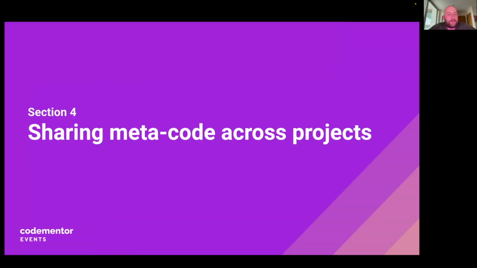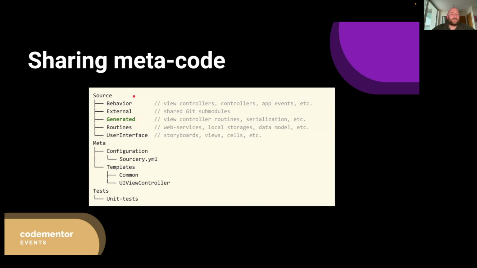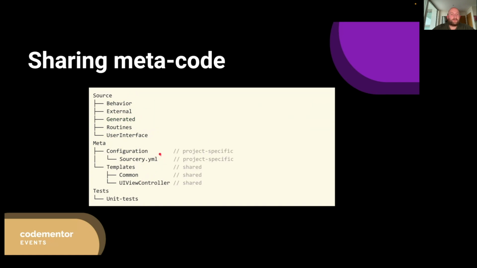And I guess the last piece of advice is about sharing this metacode across projects. This is the structure of the project that you just saw. So we have a source folder that has all the source, both handwritten and generated. And we have another folder with meta stuff. So we have Sorcery configuration, which is project specific. And we also have templates. And these templates, they can be shared. So basically, how do we share these templates across multiple projects?